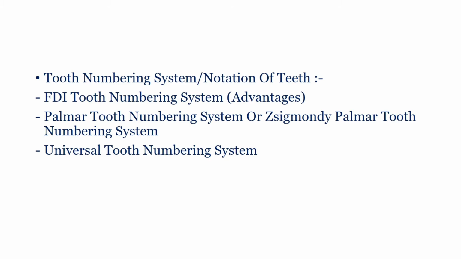Then for the practical exam also, in the practical exam you are given a particular tooth to identify. So for example, if you are identifying a permanent maxillary right central incisor, then you will have to write the FDI notation or the Palmer tooth numbering of the particular tooth. So this tooth numbering, you should know it very nicely.